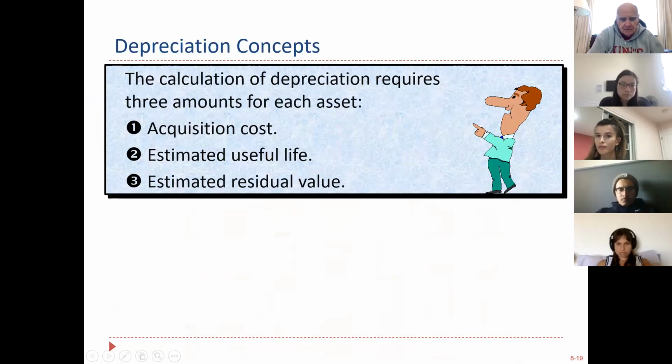3 things. We got to know what we paid for it, right? We got to know what the acquisition cost is. We have to have a life over which we're going to depreciate it. And we must know the residual value or salvage value. The residual value is an amount we estimate that we think the machine would be worth 20 years from now.